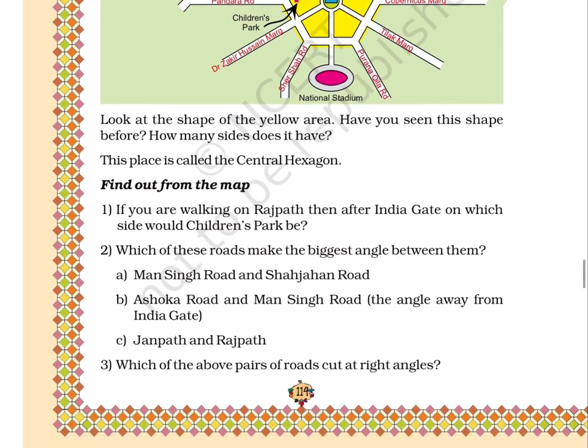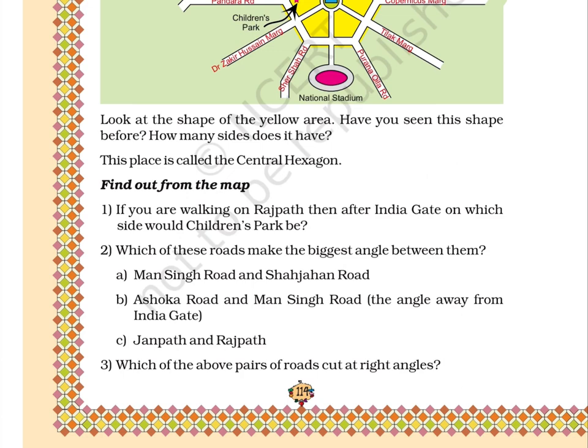We see again the places like National Stadium and India Gate clearly marked on the map. Also, many roads are now visible because it's a zoomed-in version of the map. In the center lies the central hexagon marked in yellow. Also, notice Children's Park in the same area, which has been starred. Find out from the map.